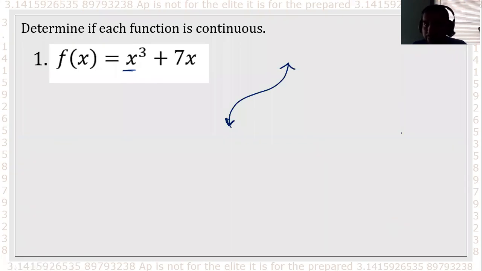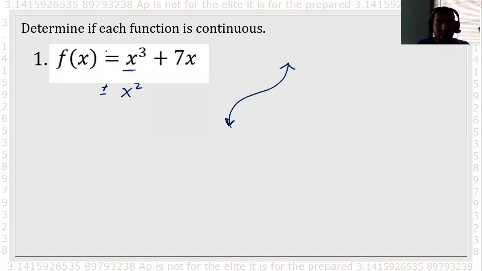Let me go ahead and pick at your brain a little bit more. What if x squared was my function? What if it was x squared or something like that? Would it still be continuous? Sure it will, right? Yes. And if it's negative or positive, no matter what, it will still be continuous.